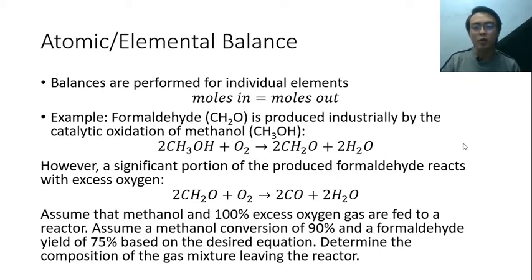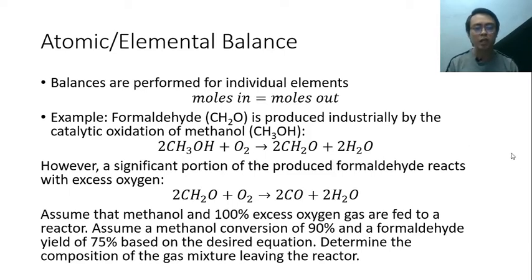Formaldehyde, or the CH2O, is produced industrially by the catalytic oxidation of methanol, or CH3OH, given that chemical equation. However, a significant portion of the produced formaldehyde reacts with excess oxygen, so we have a side reaction. Assume that methanol and 100% excess oxygen are fed to a reactor. Assume a methanol conversion of 90% and a formaldehyde yield of 75% based on the desired equation. Determine the composition of the gas mixture leaving the reactor.